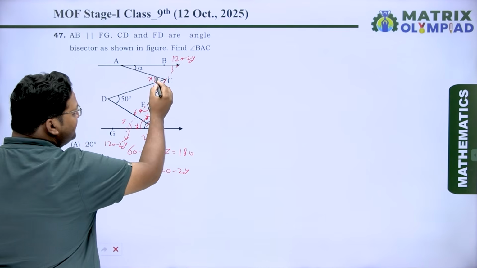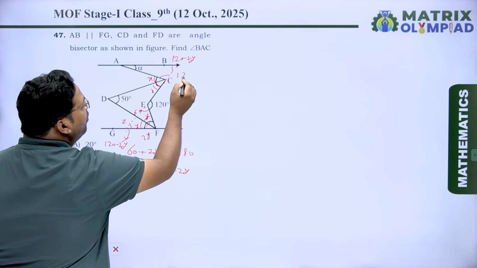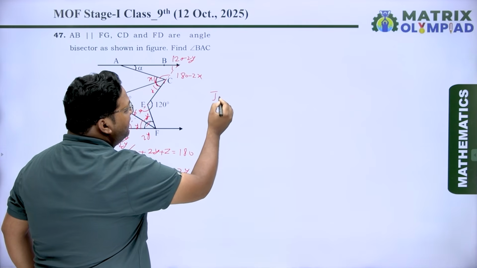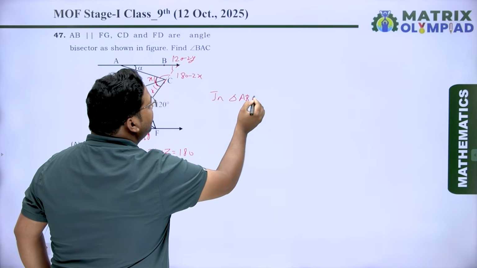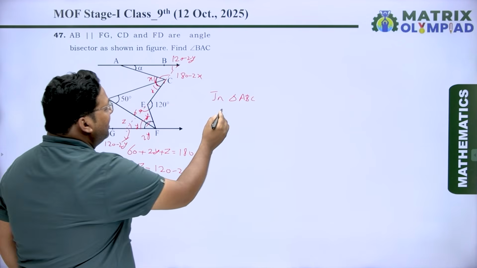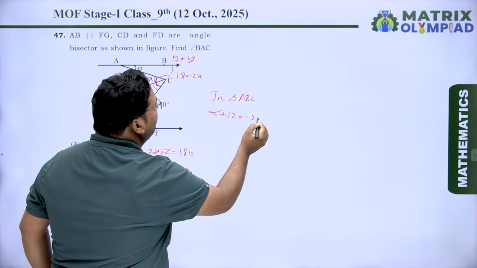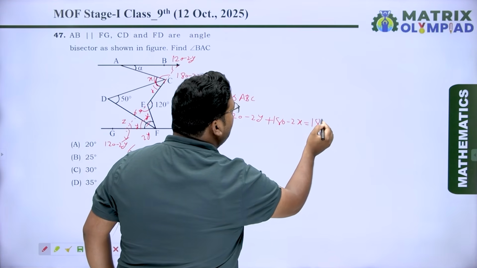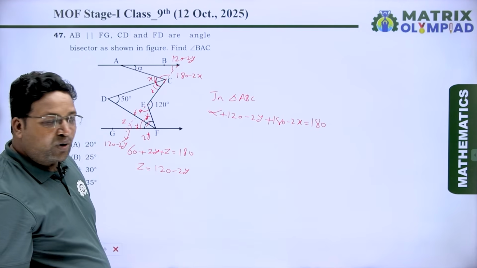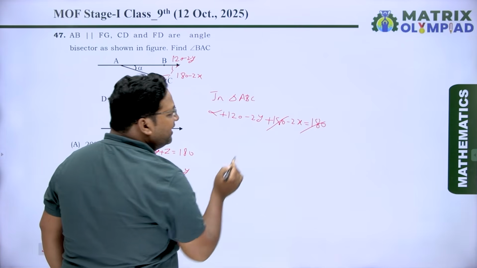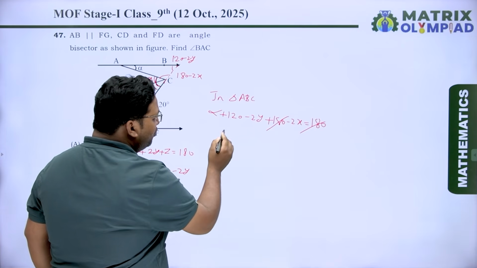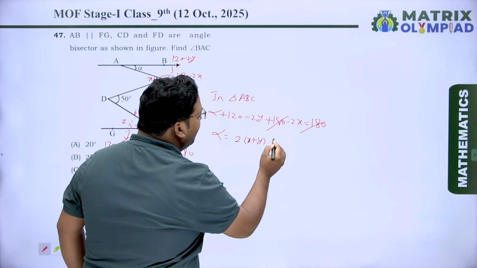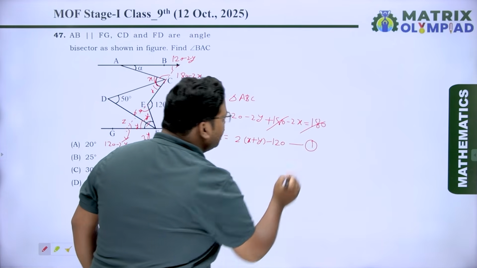Now you can see here this angle is 2x. So this angle is 180 minus 2x. Now you can see triangle ABC. In triangle ABC, alpha plus 120 minus 2y plus 180 minus 2x is equal to 180 degrees by the angle sum property of a triangle. So here 180 and 180 cancel out. So from here you will get the value of alpha equal to 2 into x plus y minus 120 degrees, which is equation number 1.